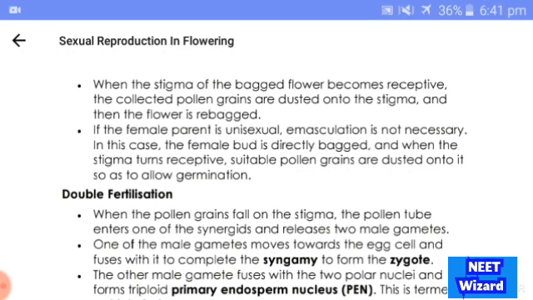If the female parent is unisexual, emasculation is not necessary. In this case, the female flower is directly bagged, and when the stigma turns receptive, suitable pollen grains are dusted onto it so as to follow germination.